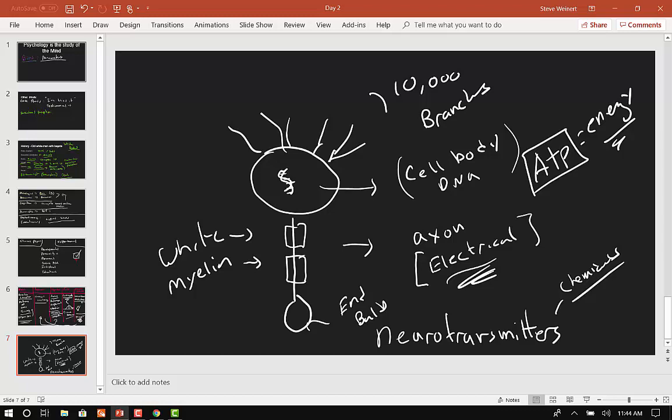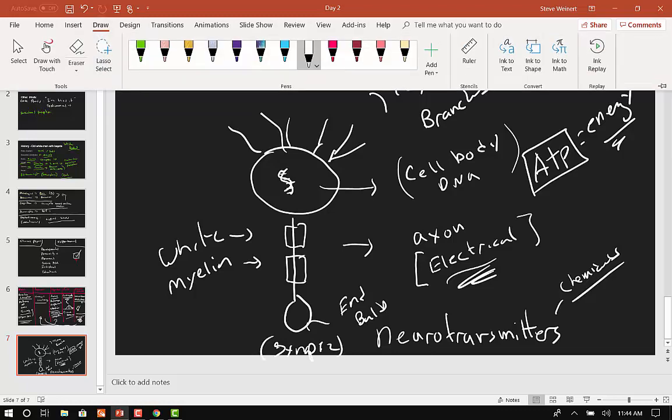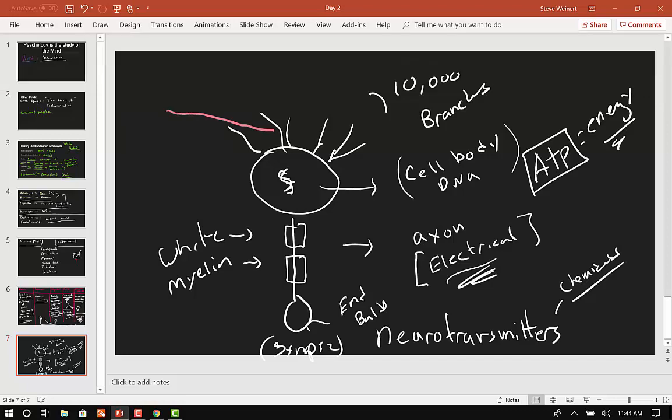The synapse is a space. And so what I'm going to do is I'm going to draw a second neuron up here. And let's use this lovely pink. Okay? My second neuron is going to come from over here, and I'm going to draw just the axon with its own little end bulb on it. And what does that second neuron do? It sends its message to the branches of a second neuron.